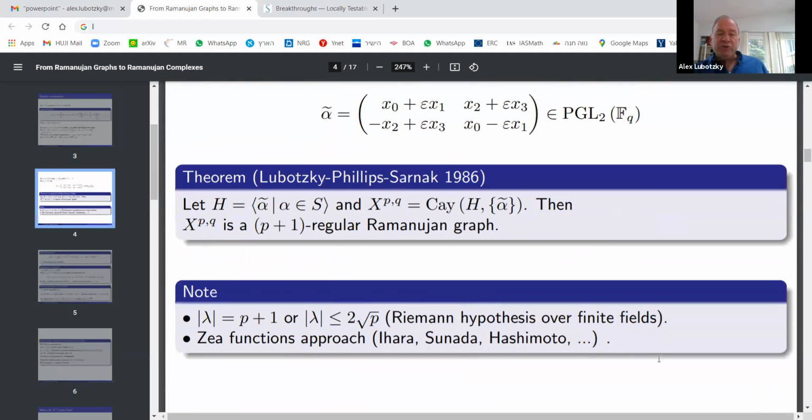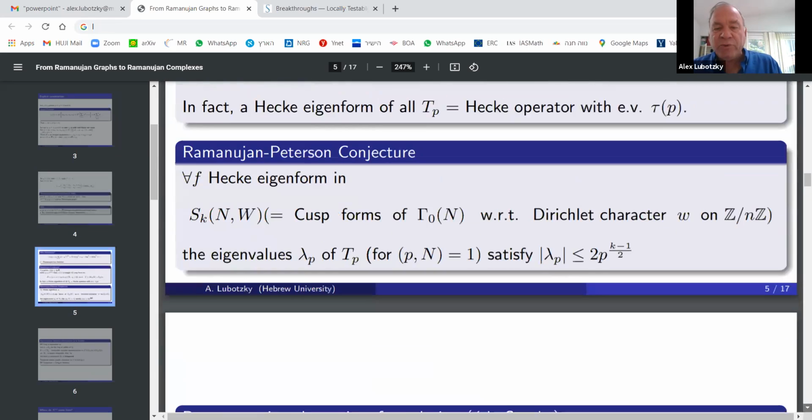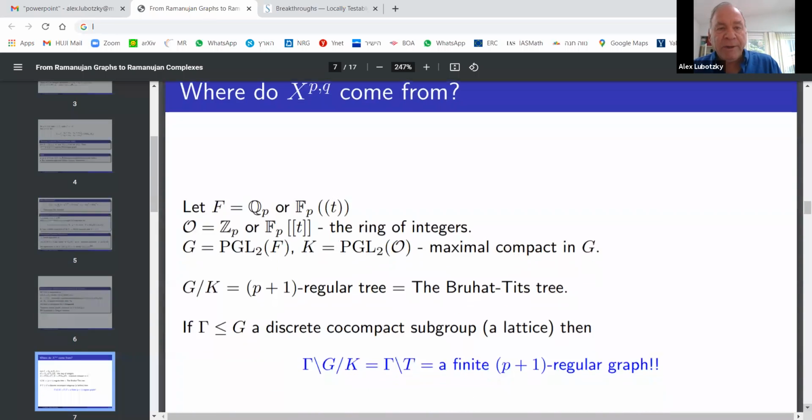Because I'm sure you understand that you don't just wake up one morning and say to yourself, let's take these generators and they will form a nice graph. Let's check whether this is Ramanujan or not. There is really kind of a story how to get to this graph, and I want to reveal what this story is. So this graph, which I called before X_{p,q}, this Cayley graph depending on the primes p and q, where do they come from?